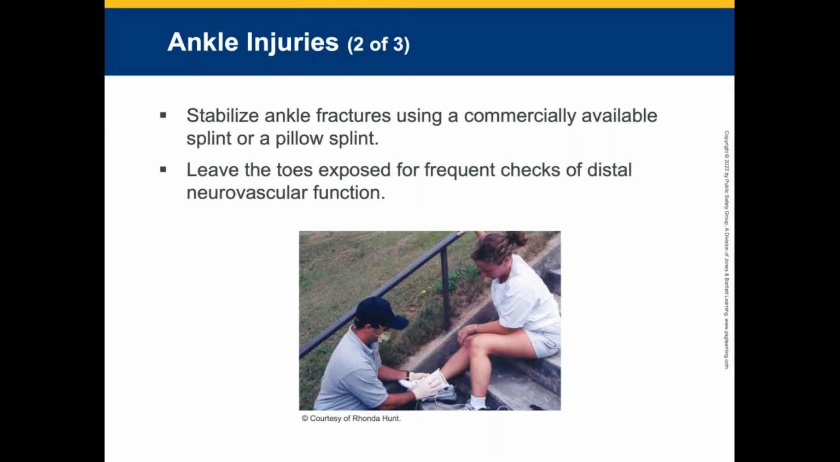One of the best methods of stabilizing an ankle, honestly, is putting a pillow splint on. Take a pillow, wrap it around, and tie it off with two cravats, leaving the toes exposed for frequent distal checks of neurovascular function. But apply ice as well. Don't apply the ice packs directly to the skin. Wrap them in a towel first and then replace them as needed to keep it cool.